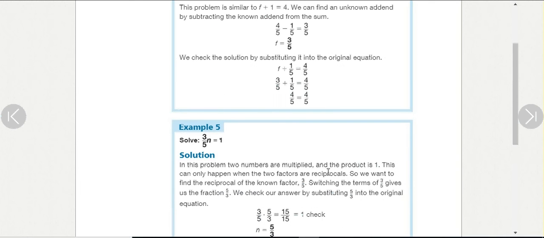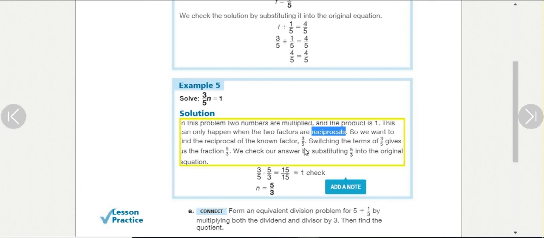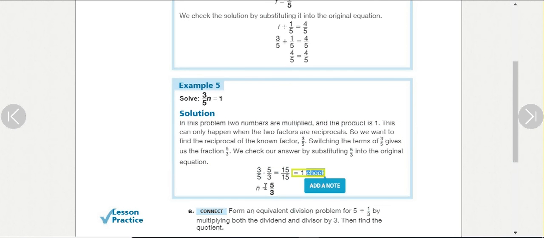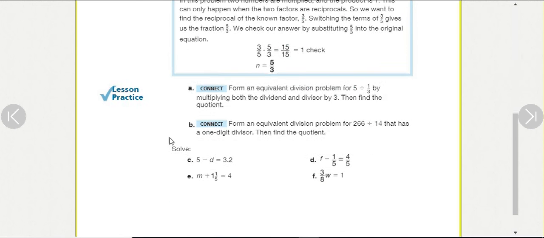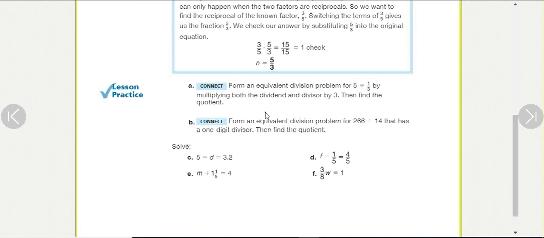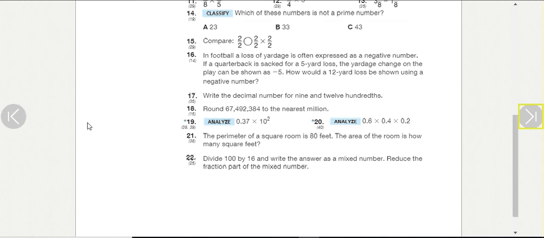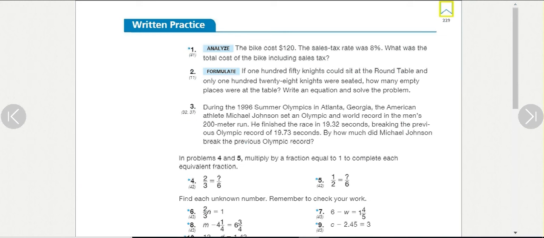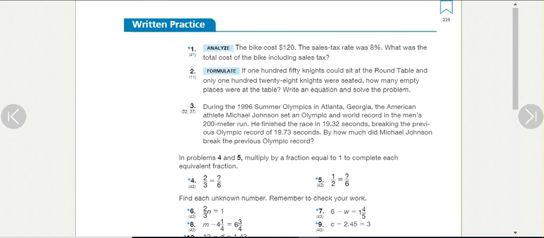Reciprocals tell us any fraction times its flipped version or reciprocal will be 1. You can check it by putting 5/3 in here. Do a lot of canceling and end up with 1. Why don't you pick A or B and pick 2 from here? So you're doing 3 total problems. Good luck.